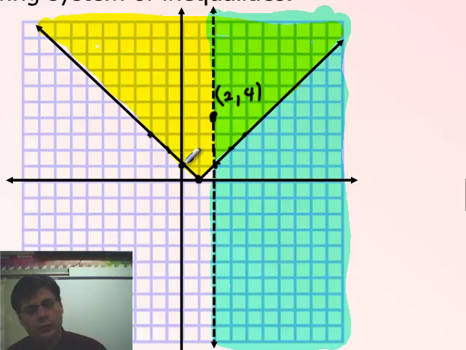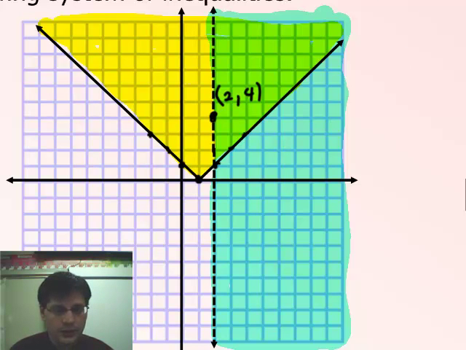So what I'm going to anticipate happening is it's going to be a solution for the first inequality, for the absolute value, because it's well in the yellow region, but it won't work for the other line because it's a dashed line, and anything that's dashed, any point on the dashed line is not a solution. It has to be solid for that to work. But let's verify this.